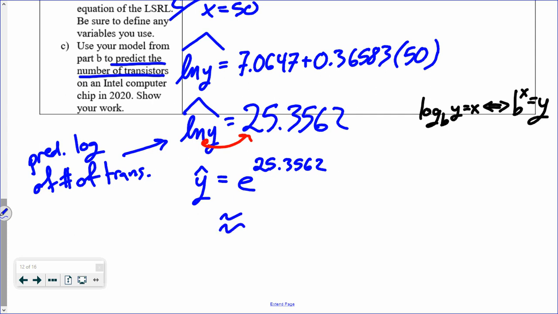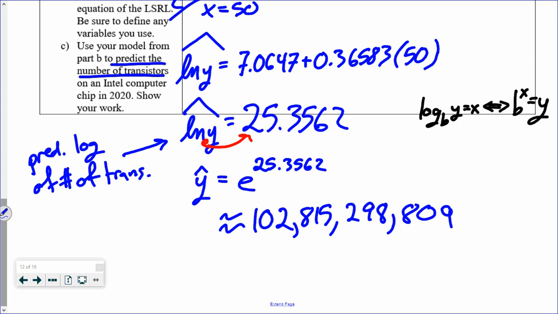Approximately equal to 102,815,298,809, or as a sensible person might write it, 102 billion, with a B.